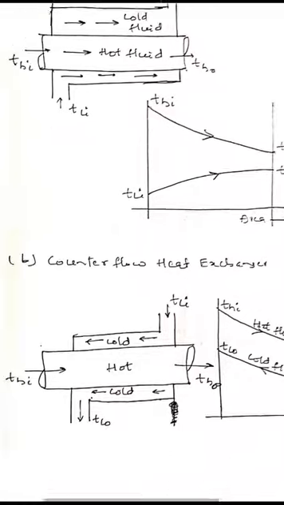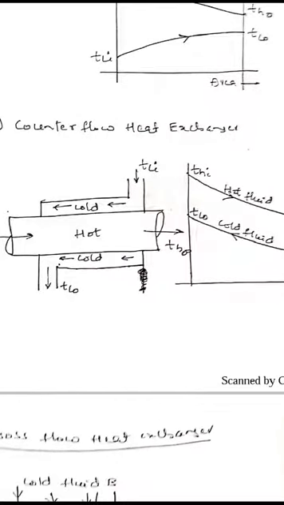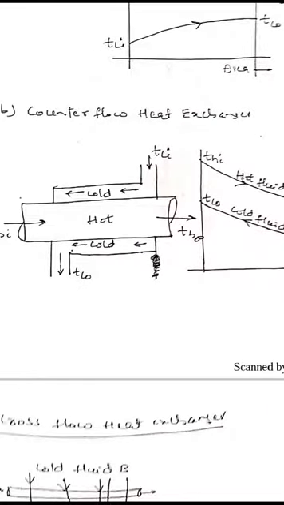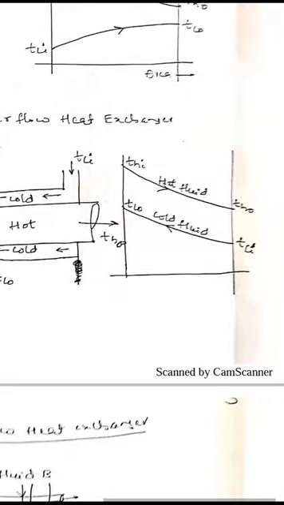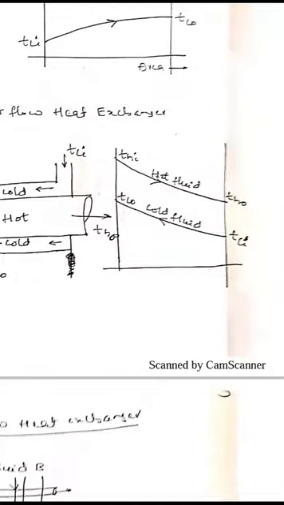Now consider a counter flow heat exchanger. Here the hot and cold fluids will flow in opposite direction to each other. Temperature distribution curve is also shown. Here you can see that temperature difference between the hot and cold fluids remains almost constant throughout the heat exchanger. Therefore, the entire surface of the heat exchanger is effectively used in the counter flow heat exchanger. Therefore, counter flow heat exchanger is more efficient than the parallel flow heat exchanger.